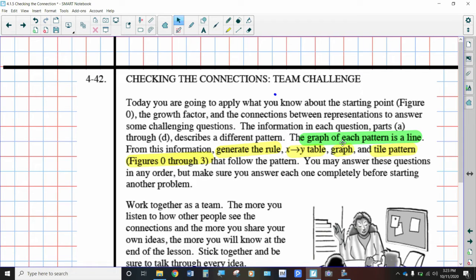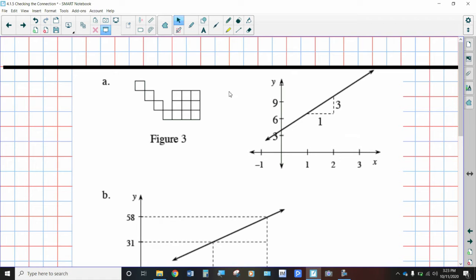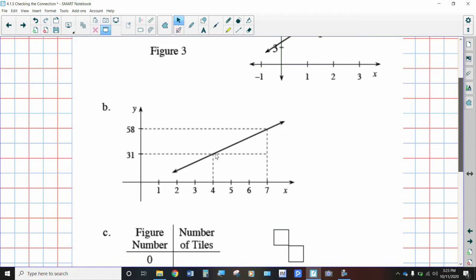I could read through the directions, but I think you'll see exactly what we need to do once I get into it. All right, so you can look on the online book and see all of these. Every one of these examples, A, is going to give you 2 representations. In this case, it gives you a tile pattern for figure 3, and it gives you a graph where there's a little bit of information as well. Since they've given you the graph and the tile figure, your task will be to create a rule and a table. For part B, you are given 2 different points that can be put into a table, and the graph shows you can figure out what the growth rate is.